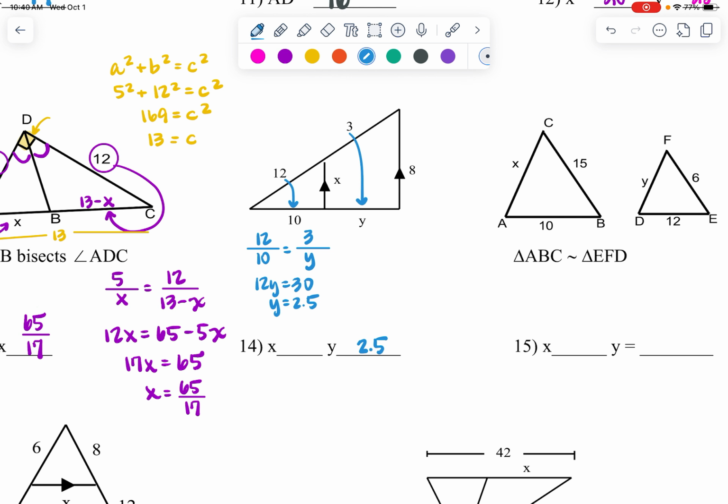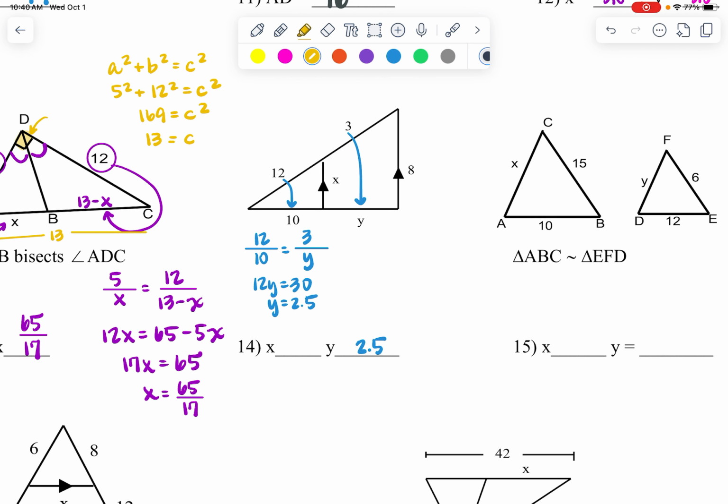All right, now x is a totally different story, because x is a full side of the small triangle, and 8, its corresponding side, is a full side. So when I'm setting x is to 8, that's full side is to full side, so I have to make sure I am doing the same thing on the other one, right?